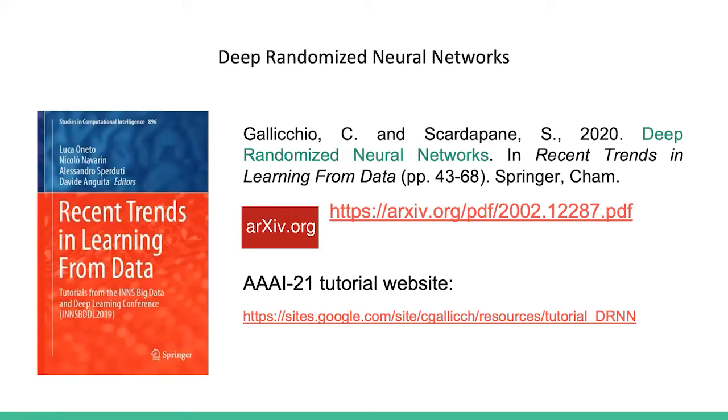There is in IJCNN a specific tutorial on randomization in machine learning, but if you are interested in this topic broadly, I also suggest having a look at my tutorial at the last AAAI conference. You can find the tutorial website at the bottom of this slide, so you can go on my website and look for that. I would also suggest, as a reading, this book chapter that I recently published with my colleague Simone Scardapane from the University of Rome. It is a book chapter, but it's also available on arXiv. All of this information is also available on the tutorial website.